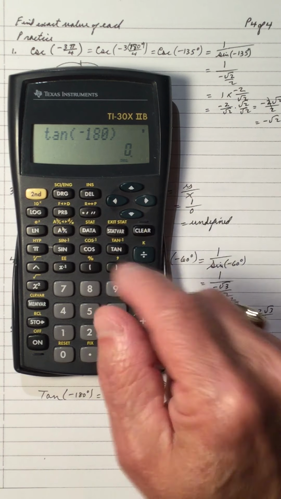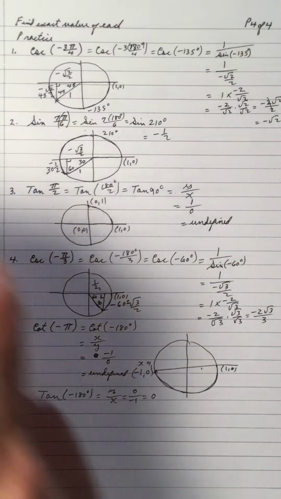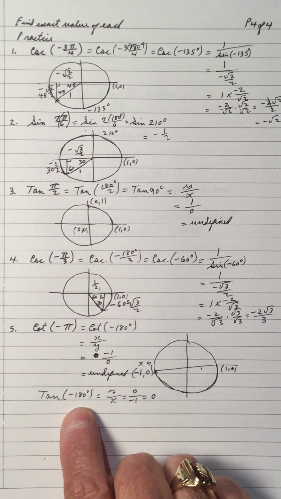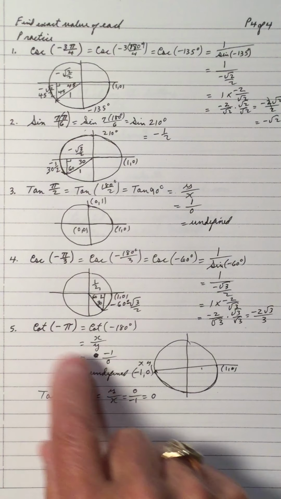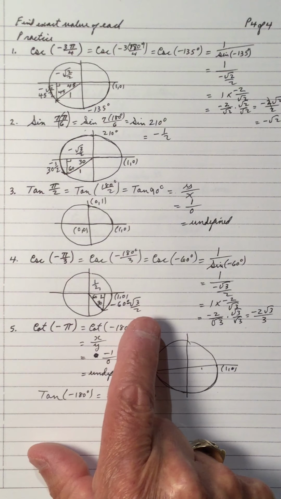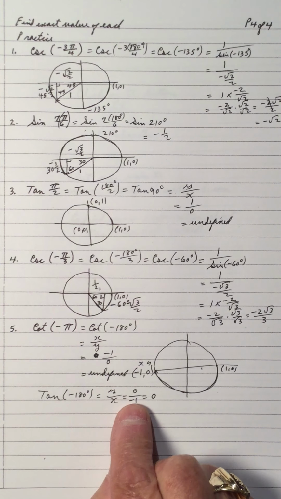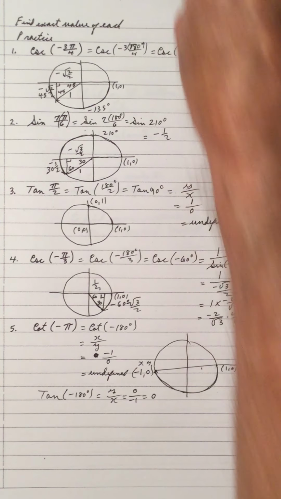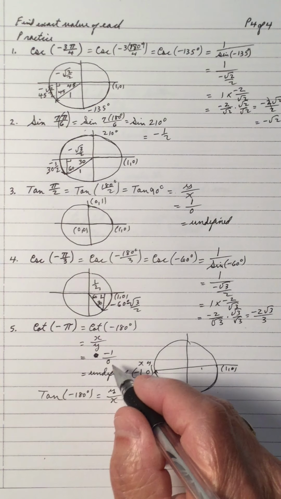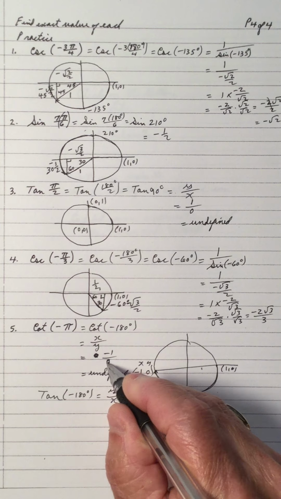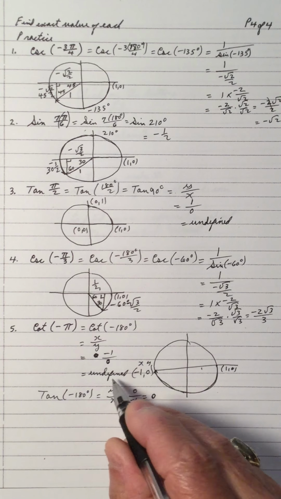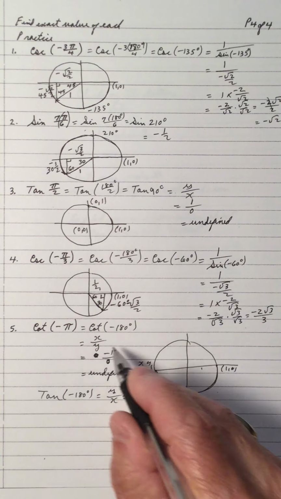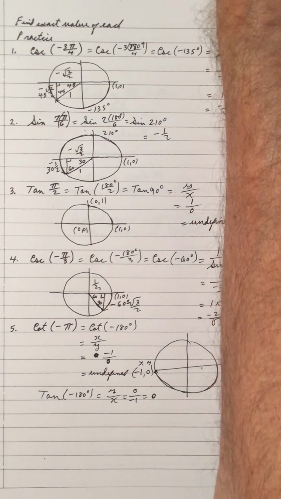And if I do the reciprocal, the cot is the reciprocal of tan. So therefore, if tan is 0, cot is negative 1 over 0, the reciprocal. So the reciprocal of 0 is undefined because it puts the 0 on the bottom.